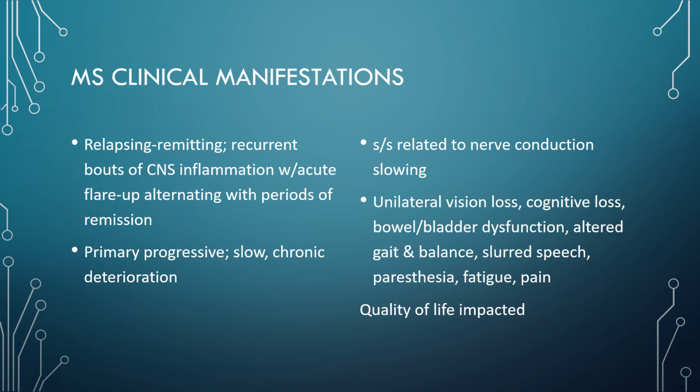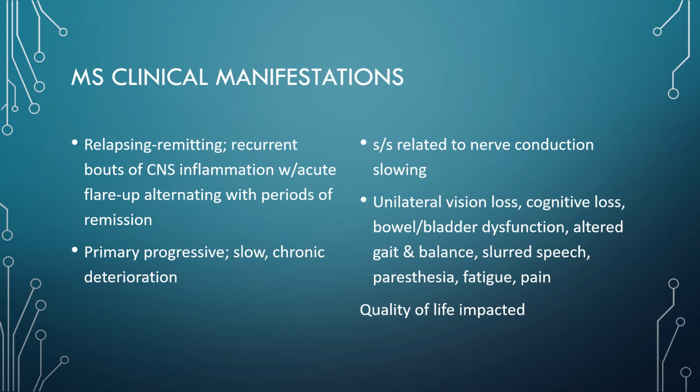The manifestations or clinical signs of MS have what we call most commonly a relapsing remitting pattern. And what that means is you have bouts of CNS inflammation. So you have these acute flare-ups that alternate with periods of remission. So big flare-ups and then periods where you're not having any symptoms, and it can come and go, and there's nothing predictable about it. There's no rhyme or reason to it.